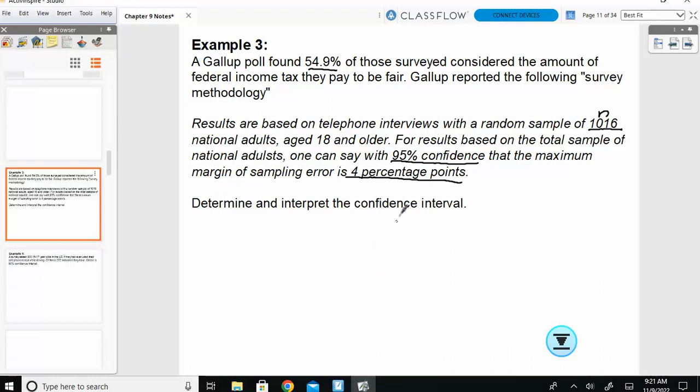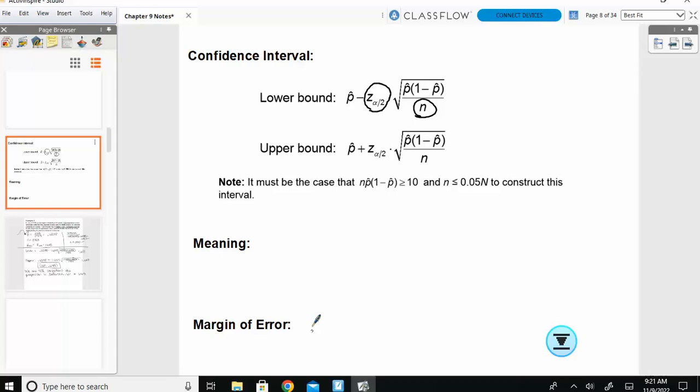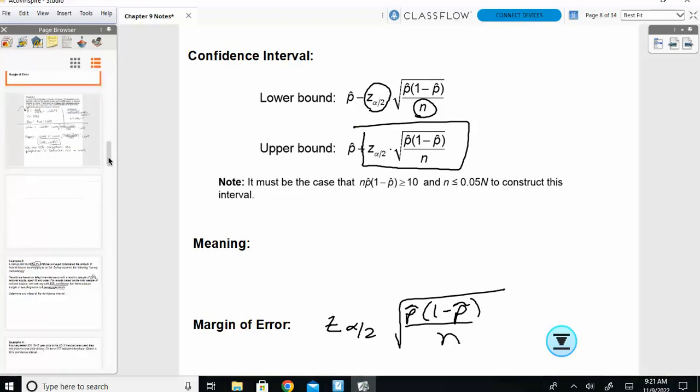I want to know, can you tell me what the confidence interval would be here? They reported 54.9%, right? And they said their margin of error is 4%. Remember yesterday we wrote down the margin of error is that whole z alpha over 2 square root of p hat 1 minus p hat over n. The margin of error is this whole thing that you add or subtract. So they already calculated that for us.